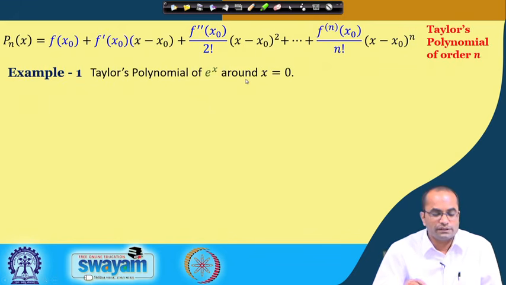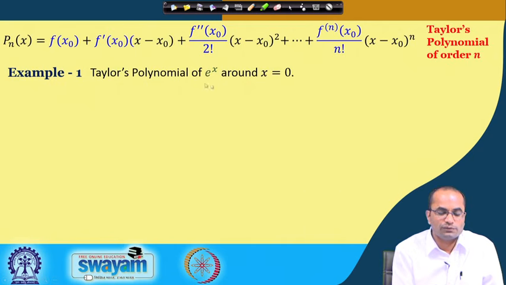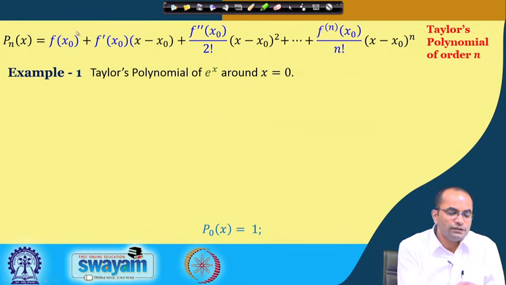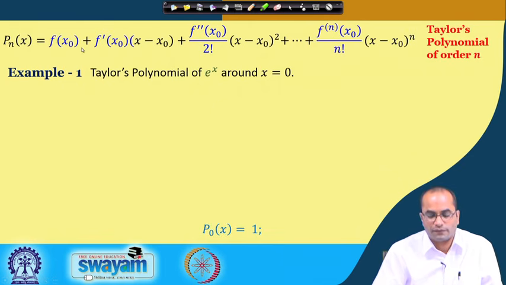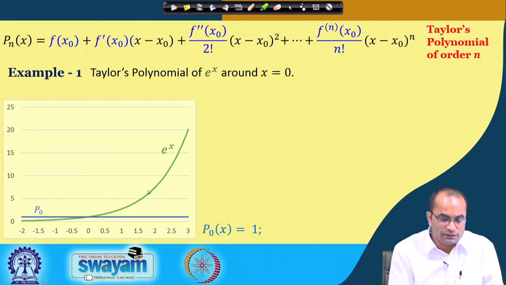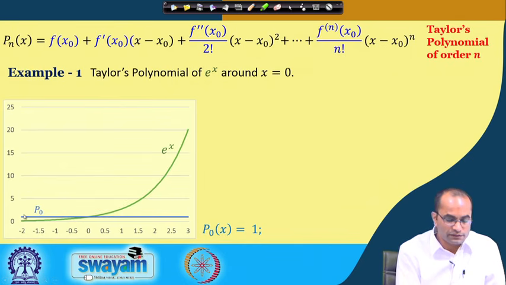Now, if we go through the example here and construct the Taylor's polynomial of the exponential function, for example, e power x around x is equal to 0. So, the P 0 x, the degree 0 polynomial, only the first term will be present there and e power 0 will be just 1. So, the polynomial of degree 0 will be simply 1. And if we plot this, this is the green plot here of the exponential function, and this polynomial of degree 0 is just a constant line.